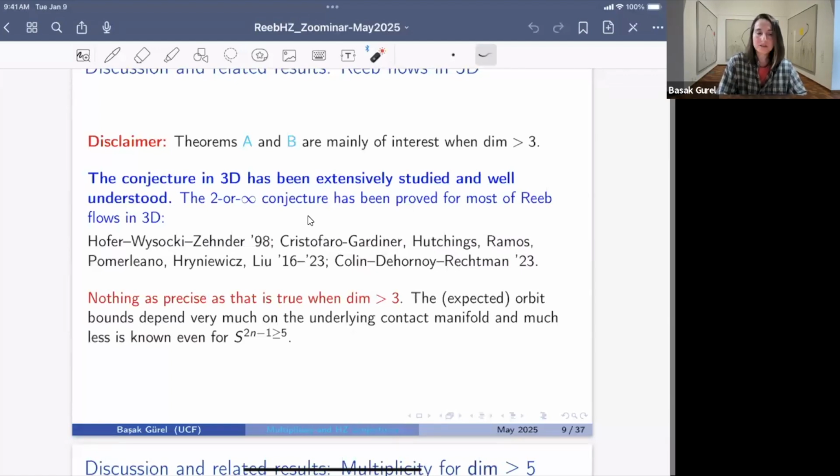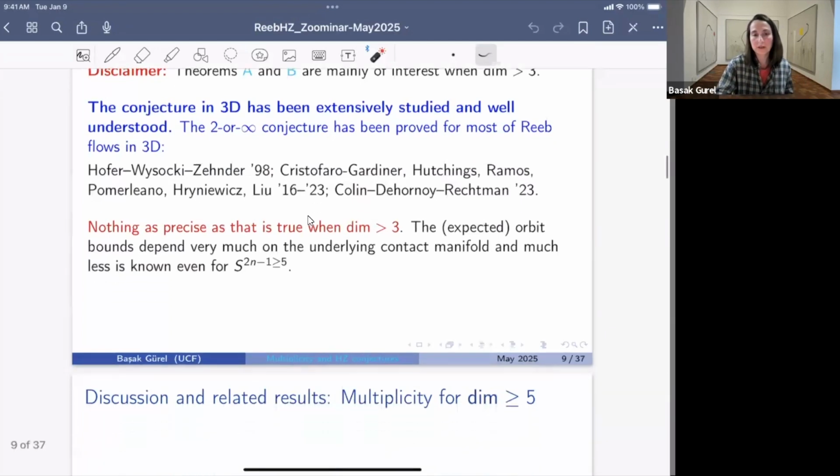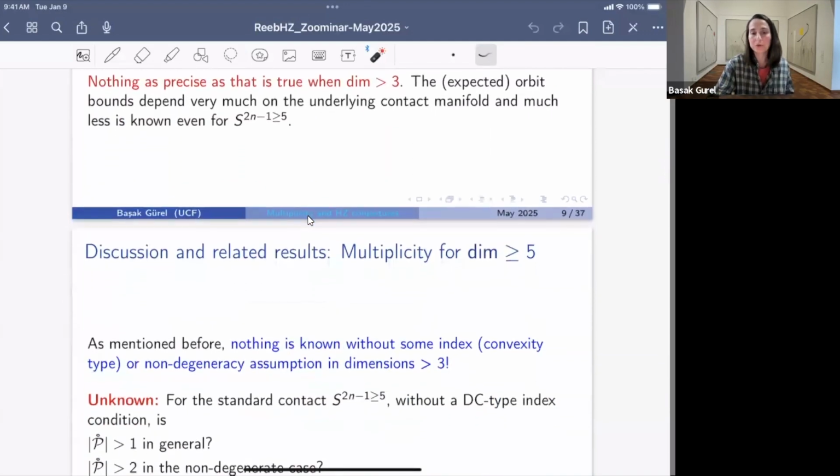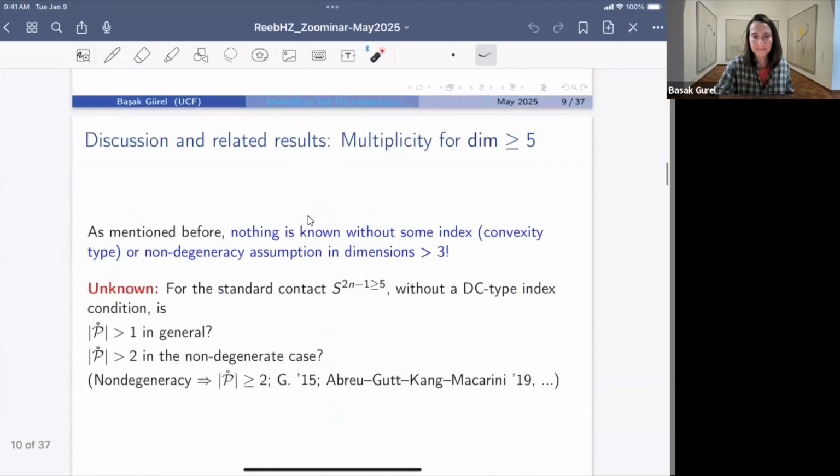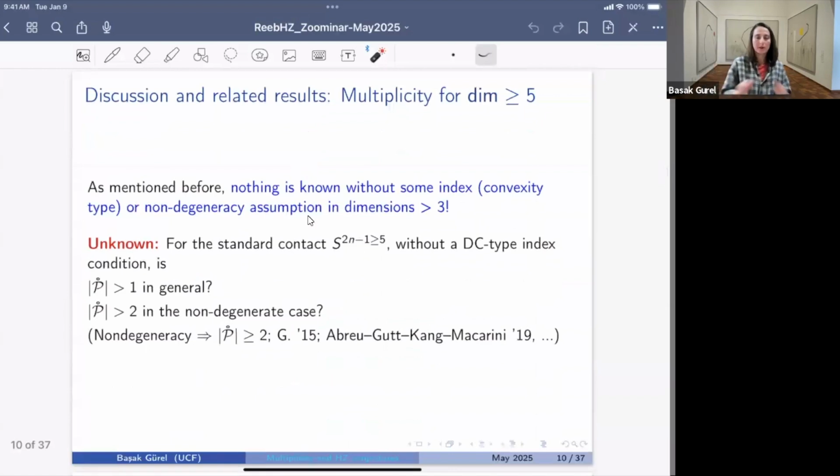When you go to higher dimensions, nothing as precise can be said beyond the case of spheres, at least when it comes to lower bounds or any n or infinity conjecture. If you change your contact manifold, the bounds would depend on the underlying contact manifold. From this point on, I'm going to focus on multiplicity in higher dimensions. As I said before, if you don't assume anything, almost nothing is known in terms of index and non-degeneracy. What we don't know is as basic as, for instance, take S5, do we know at least more than one? In general, do we know at least more than two in the non-degenerate case?